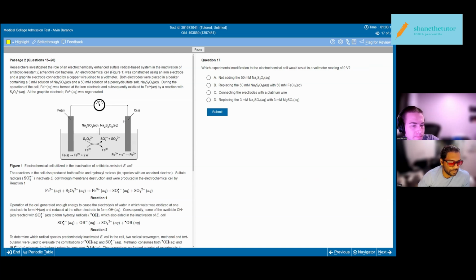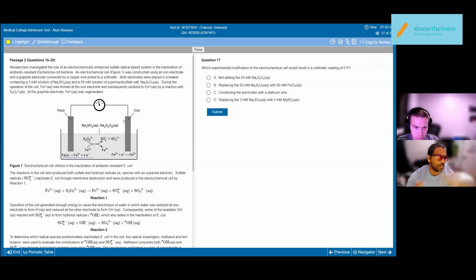What's happening here, oxidation or reduction? Here it's losing electrons, which is oxidation. They didn't tell us, but yes. So the iron is oxidized to Fe2+. This is what's happening at the iron electrode. And then it gets oxidized further into Fe3+.